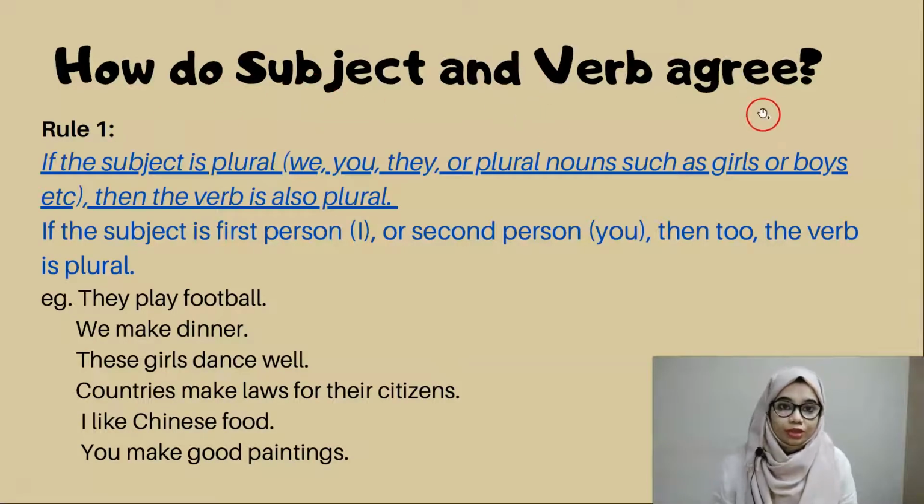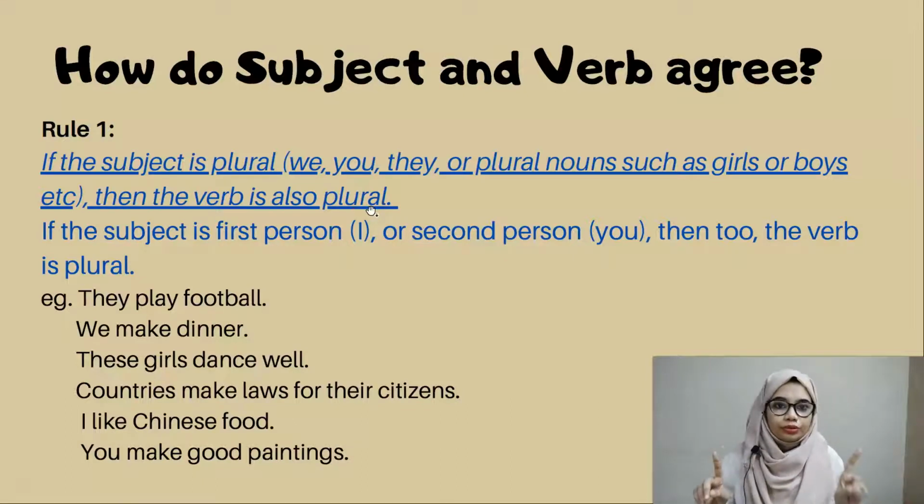How do subject and verb agree? Finally, we are here. Rule number 1. If the subject is plural, like we, you in the plural, they, or plural nouns, for example, girls or boys or other plural nouns, then the verb should also be plural. So a plural subject takes a plural verb.